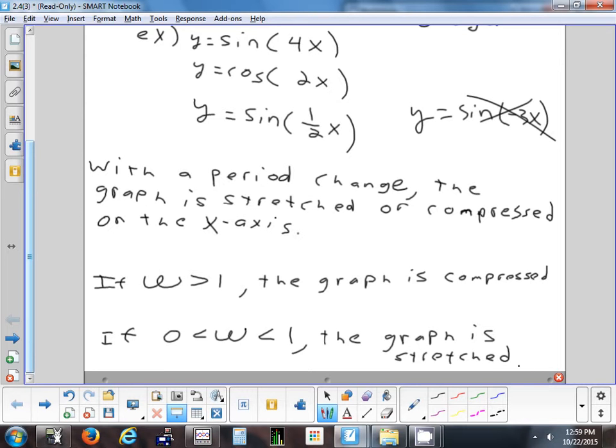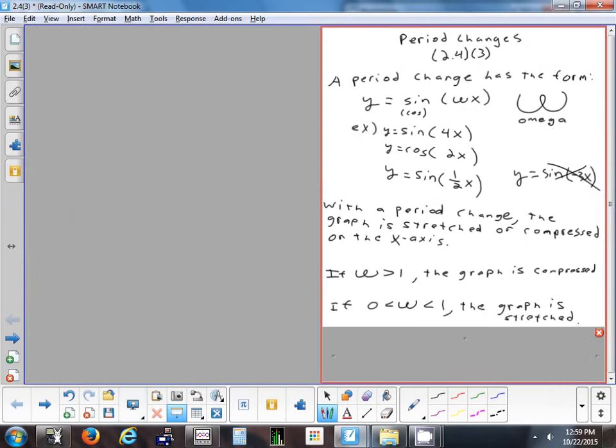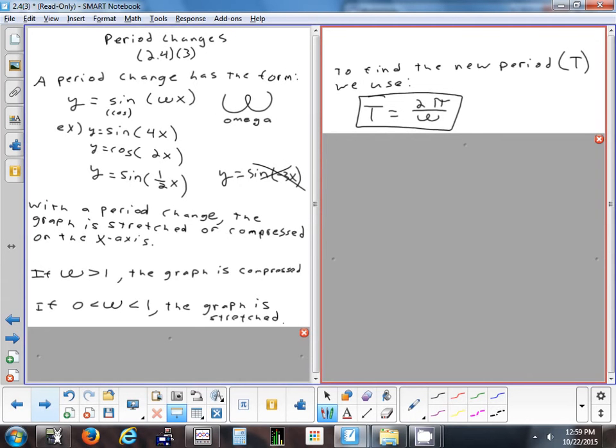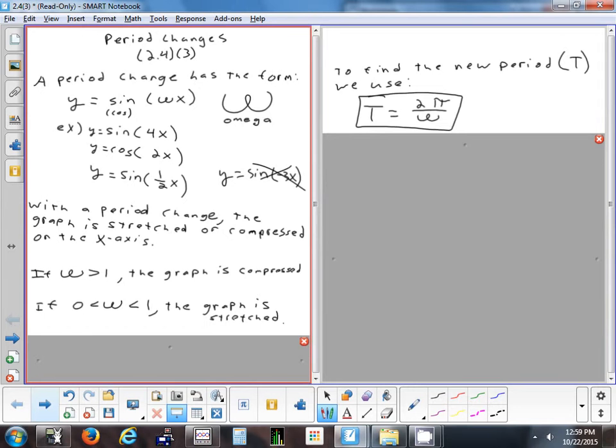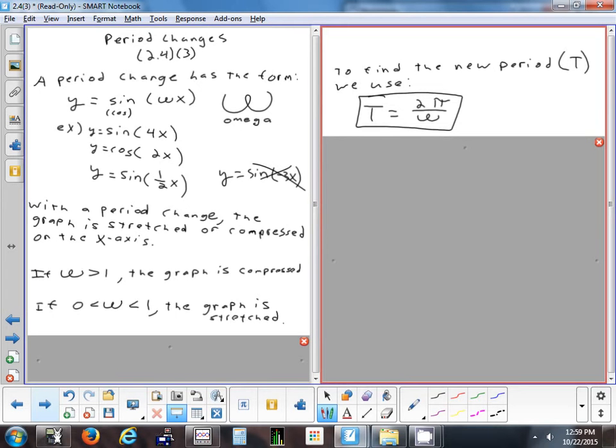So next thing we have to figure out is where do the five original points go? Okay, so to figure that out, we're going to use a formula to help us. This formula will help us out. Okay, when we're stretching and compressing it, we're changing the period.